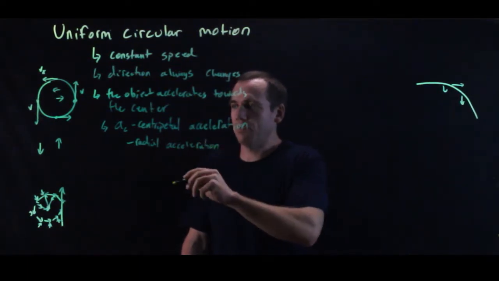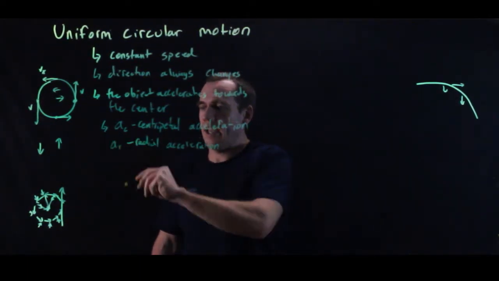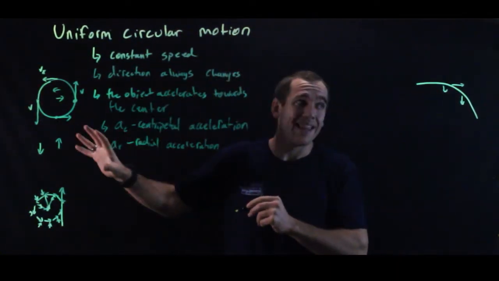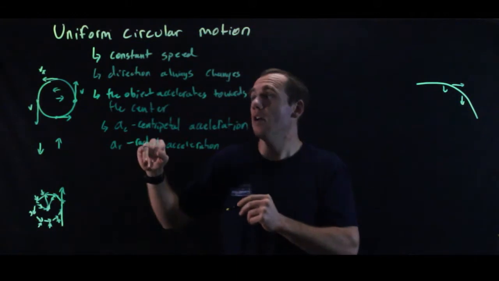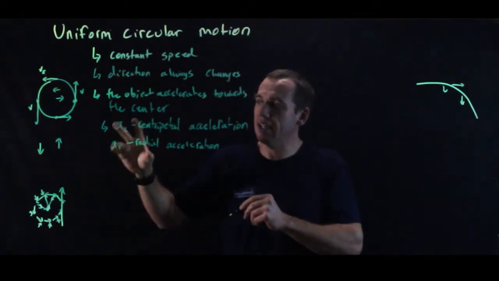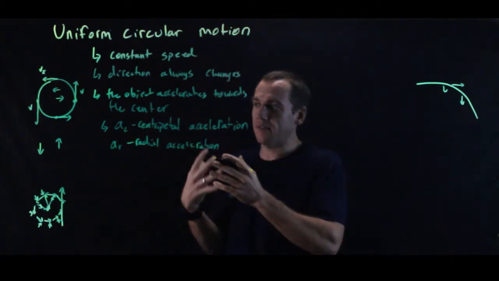Okay? And in fact, your book uses that. The book uses AR for radial acceleration. I use AC, centripetal acceleration. They are the same thing. Now, we can describe and calculate centripetal acceleration in a couple of different ways.